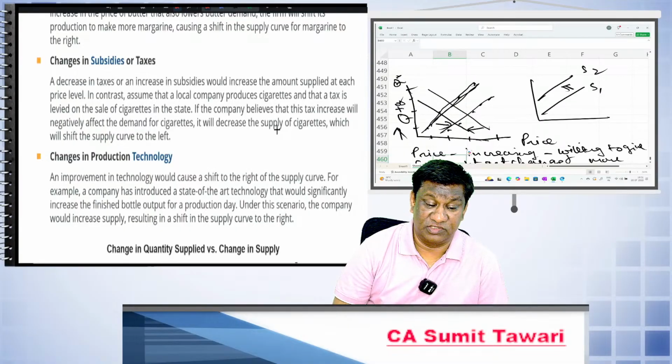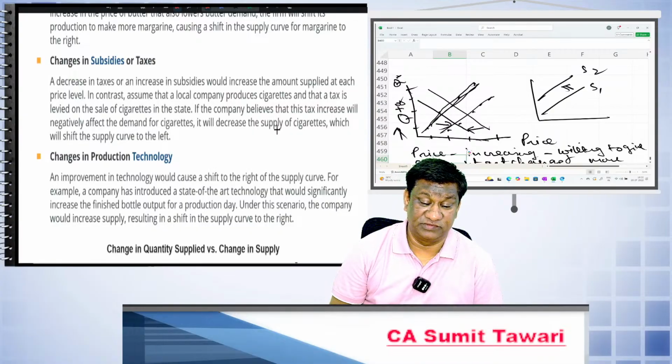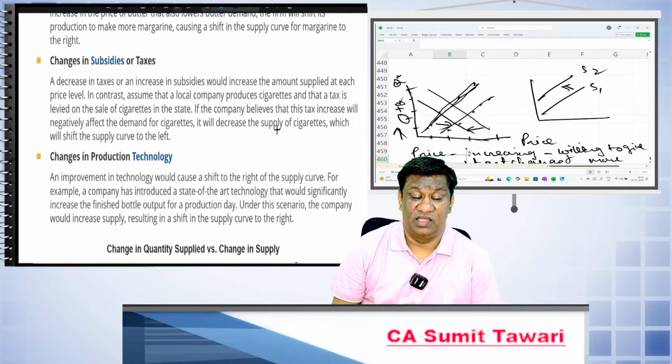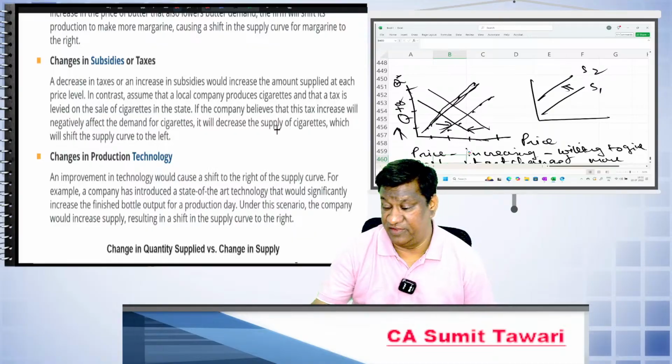Okay, in contrast, assume that a local company produces cigarettes, and that a tax is levied on the sale of cigarettes in the state. If the company believes that the tax increase will negatively affect the demand for cigarettes, it will decrease the supply of cigarettes, which will shift the supply curve to the left.